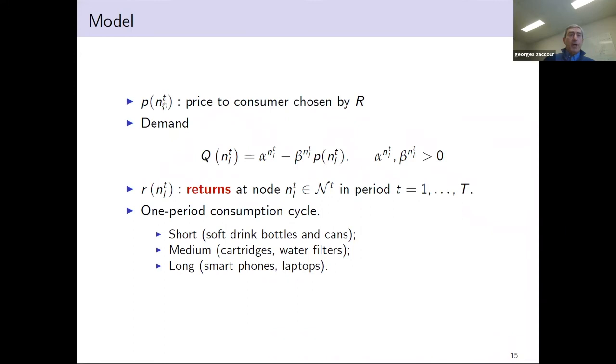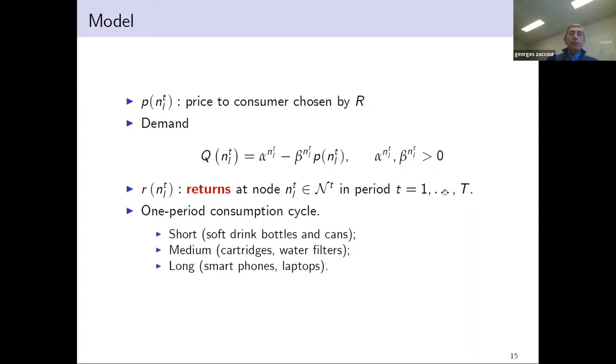So the price at each node is chosen by the retailer, and I have here a demand that is linear in the parameters. From now on, when I have a variable, whose value depends on the node, the node will appear as an argument, whereas when it is a parameter, it will be a superscript. Suppose that we have a demand like this one, and these alpha and beta parameters are varying across the tree. Denote by R_n_t the returns at that particular node at any one of these periods.